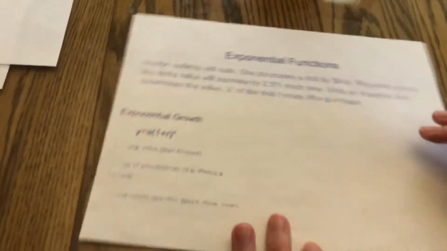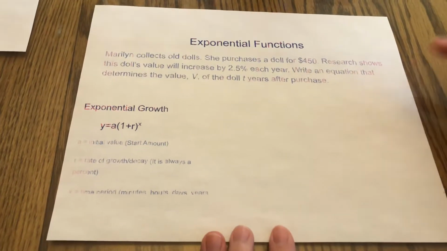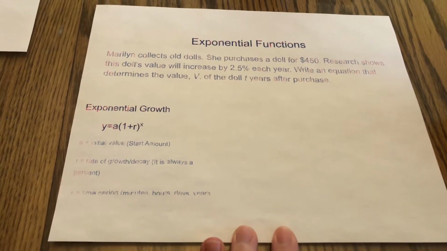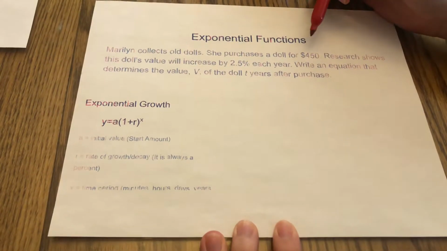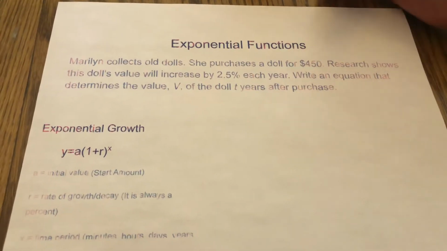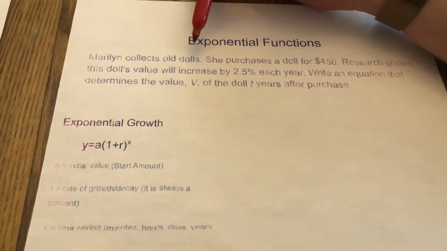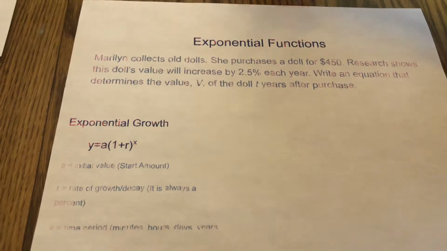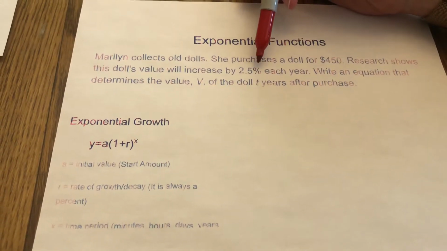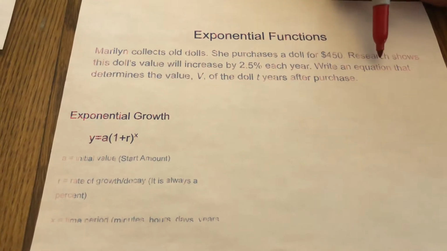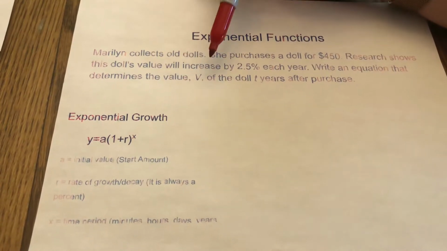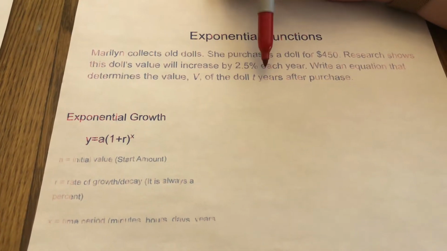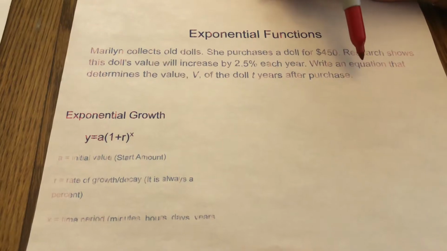All right, so let's take a look at an example. Okay, so it says, Marilyn collects old dolls. She purchases a doll for $450. Research shows that this doll's value will increase by 2.5% each year. Write an equation that determines the value, V, of the doll, T, years after the purchase.